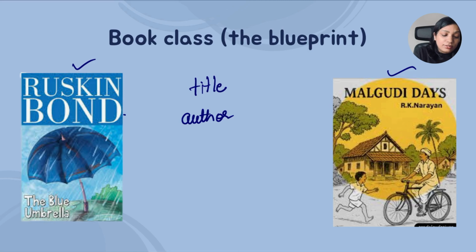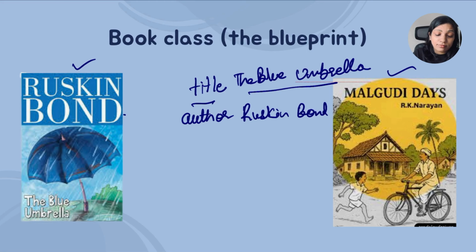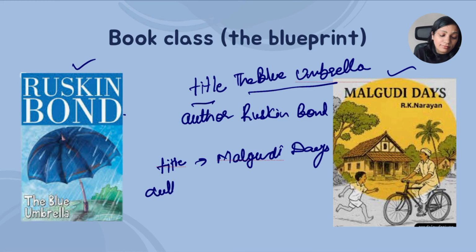So for this book, we will have title as The Blue Umbrella. This is one object. This book is considered as an object. So for this object, I have the title Blue Umbrella and the author is Ruskin Bond. For the other book, the title is Malgudi Days and the author name is R.K. Narayan. So this is how we understand about classes and objects from the things available in our real world.